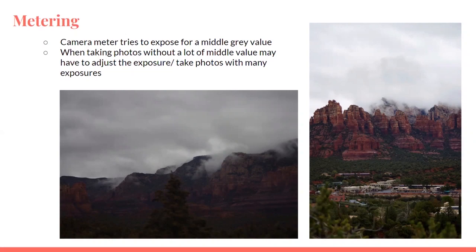So the example I have here is photographing these mountains with the clouds. When I wasn't messing with the exposure value and setting the exposure for myself, it created the clouds as the middle gray. And so that ended up with the mountains being way darker than they should have been. I had to go in and change the exposure myself so that the clouds were white instead of gray, and that allowed the mountains to be light enough that you could see them. So that's an example of metering.